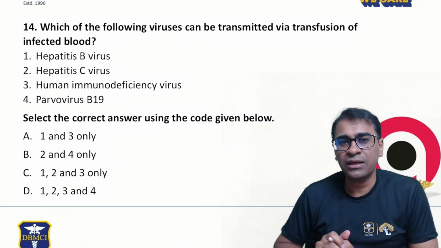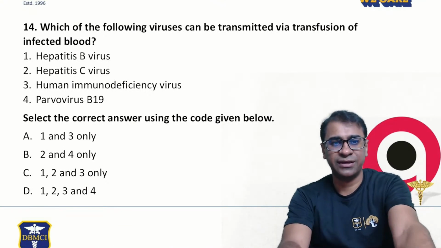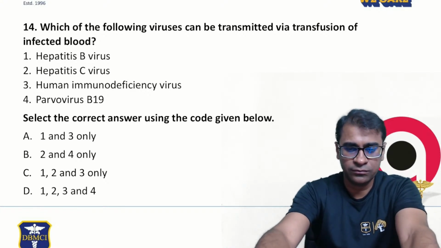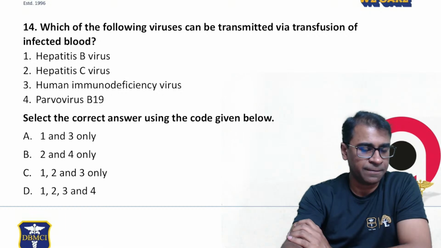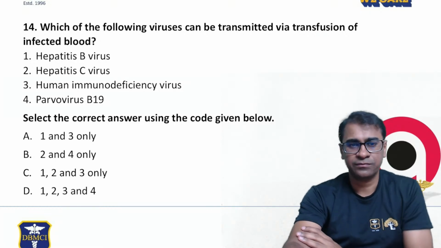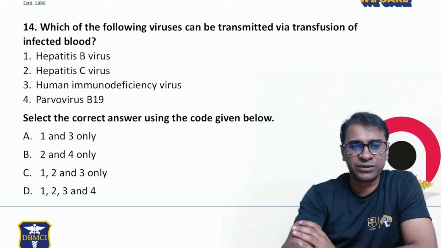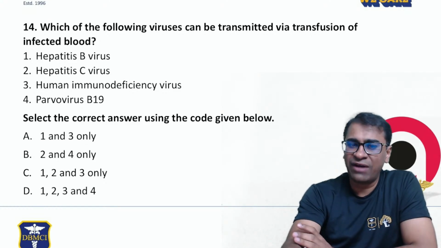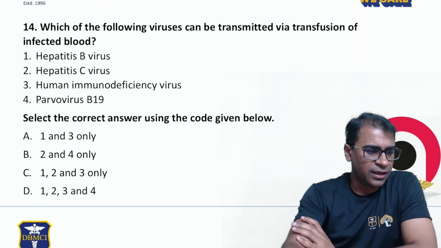The following can be transmitted via transfusion of infected blood. What have you marked here? What is the answer here? Which do you think is a transfusion transmitted infection, TTI? Which infection can be transmitted via blood products? Because even though in TTI we test for only 5 of the basic infections, actually TTI can involve multiple other infections also. Anyhow, what is the answer?